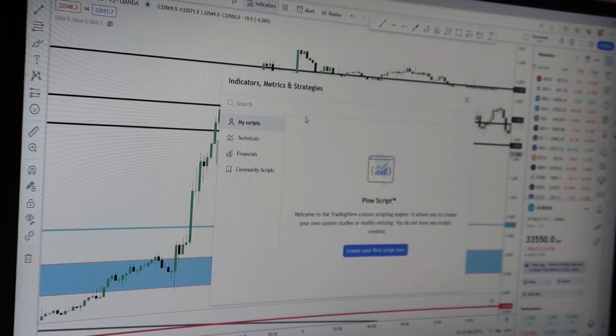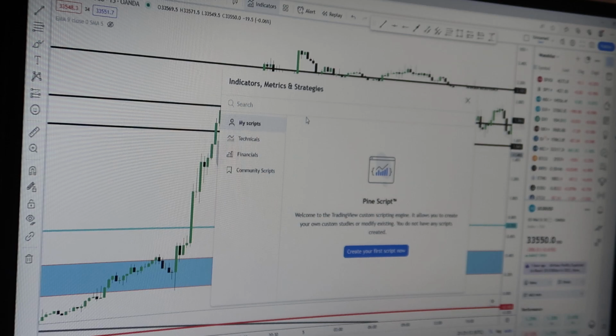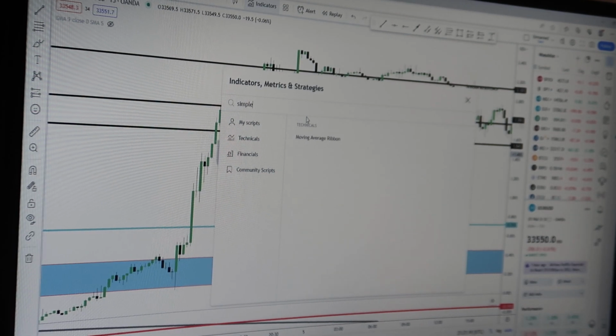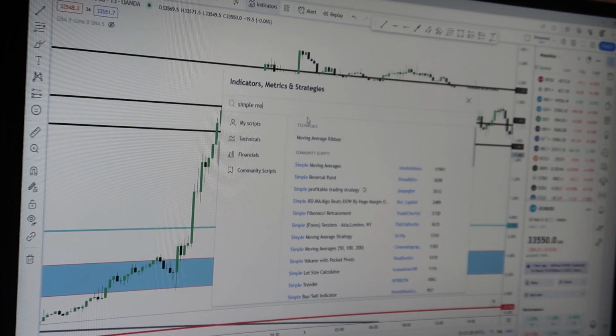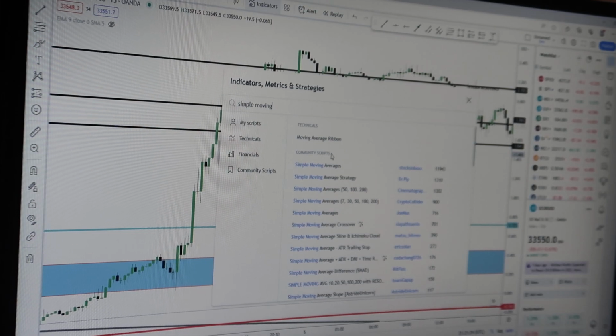So my first indicator is the exponential moving average, EMA. Next is the simple moving average. We're going to go ahead and type that one out. Type simple moving, and it's going to be the first one to pop up in the community scripts. It's going to be by Stocks in the Box, and it has over 11,000 downloads, almost 12,000. Go ahead and click on that.